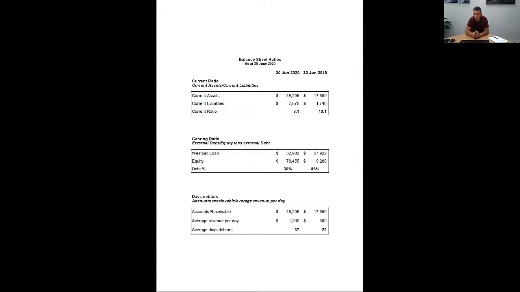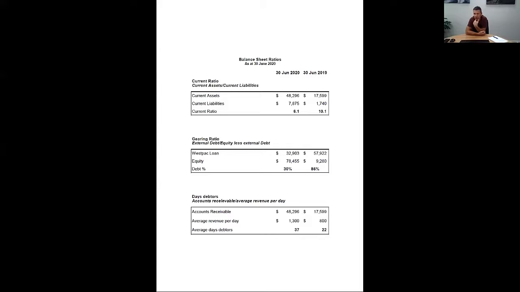So rule of thumb, a current ratio, at least it needs to be greater than 1. You need to have more current assets that you can turn into cash than what you need to pay out. Otherwise, you call into question the solvency of that business. And I normally look for a ratio of at least 2 to 1. So you've got that cover in case you have any glitches down the track.